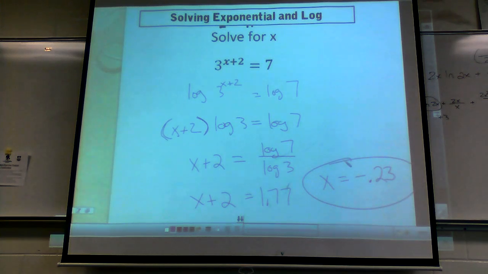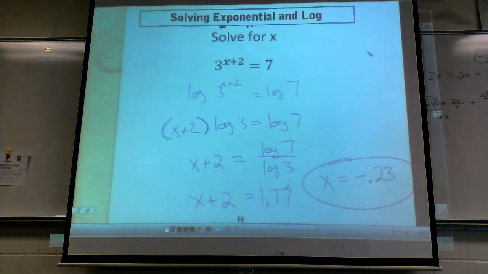Why doesn't he do log of 3 and then distribute it to the x plus 2? You can if you want to. Can I do that? Yeah. Okay. Well, I won't change the answer, but I wouldn't do that because log of 3 is going to be a weird decimal, right? So if you distribute it in there, you're just causing yourself more of a headache.